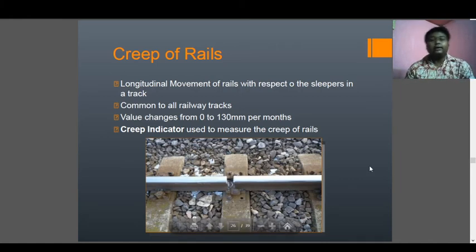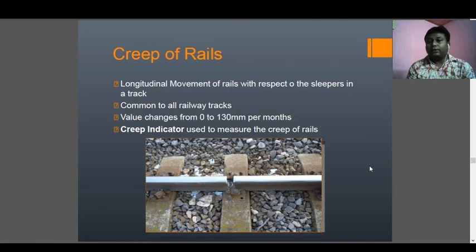The cracking of the railway is known as creep. Now what is creep? It is the longitudinal movement of rail with respect to the sleeper in a track, common to all railway tracks, with a value changing from 0 to 130 mm per month. A creep indicator is used to measure the creep rate. So creep is nothing but the change of length of the railway track due to temperature variation.